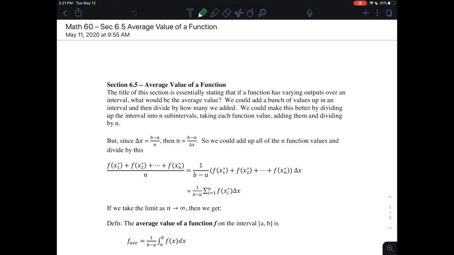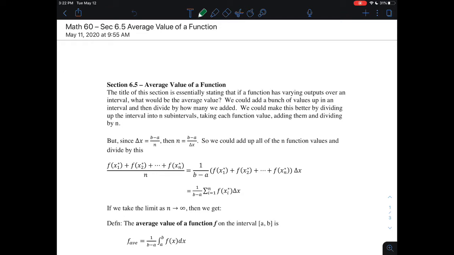Section 6.5, Average Value of a Function. The title of this section is essentially stating that if a function has varying outputs over an interval, what would be the average value? We could figure this out by adding a bunch of values in an interval and then divide by how many we added.